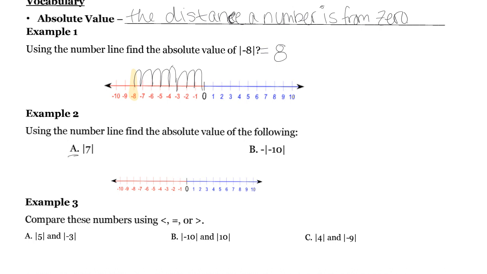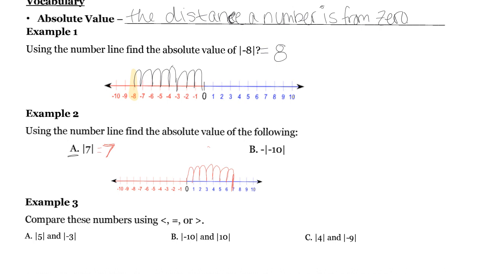So let's look at A, the absolute value of 7. So let's start at 7. How far away is 7 from 0? It's 1, 2, 3, 4, 5, 6, 7. So the absolute value of a positive 7 is a positive 7.